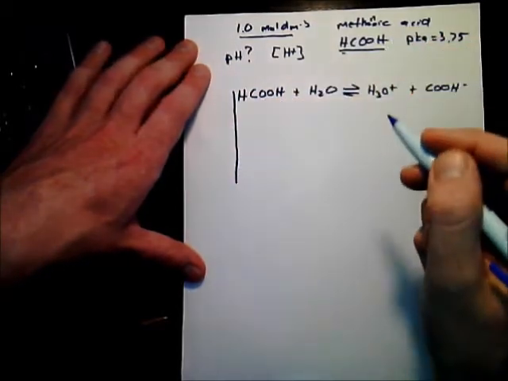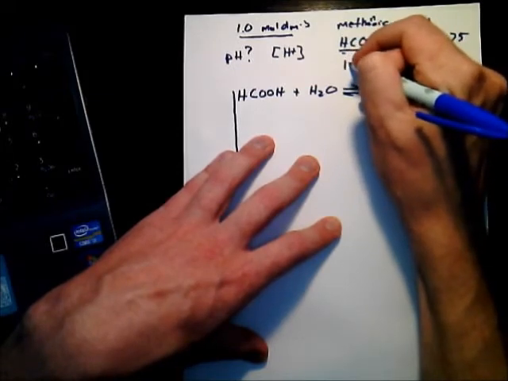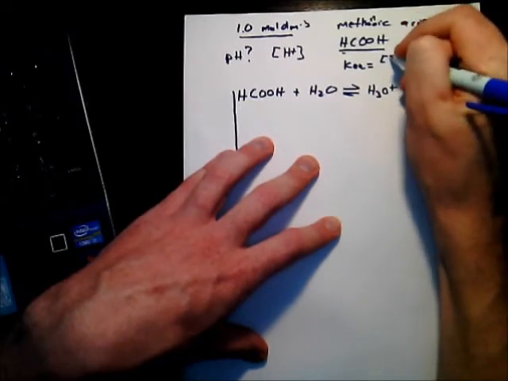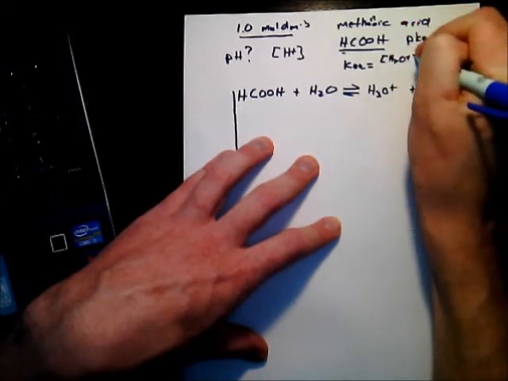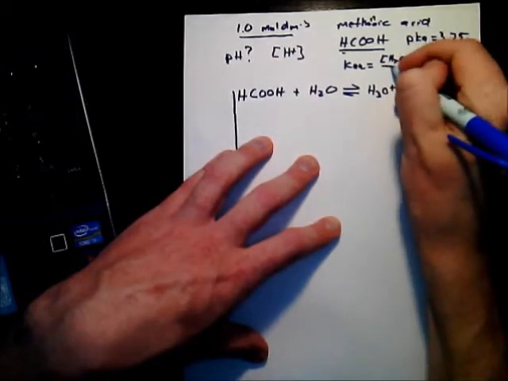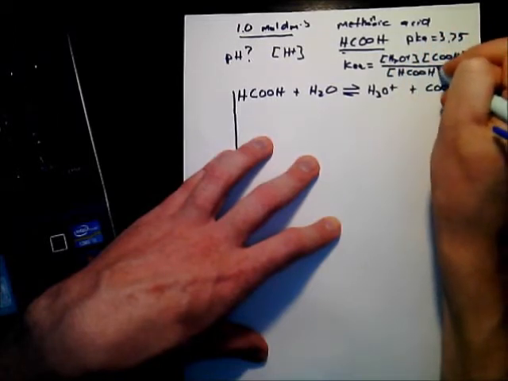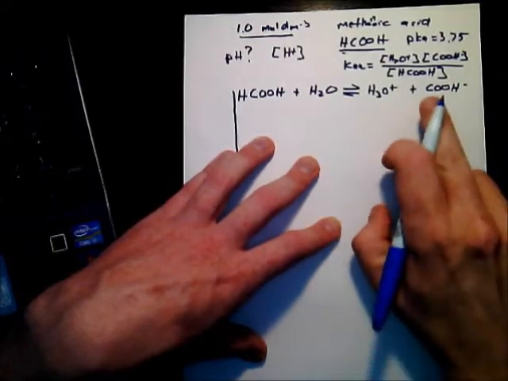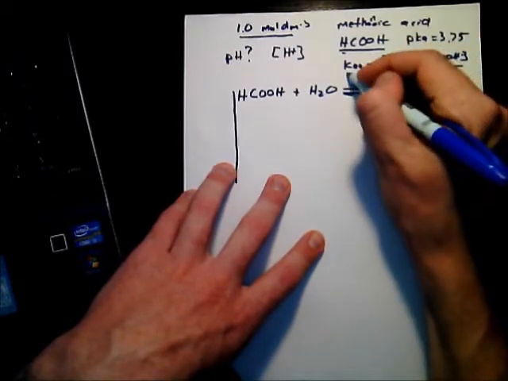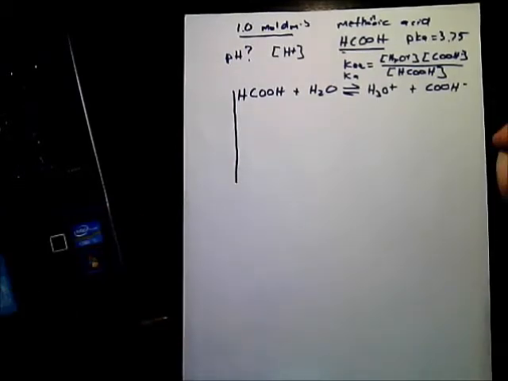So then we could set up a little ICE table. We're going to do that eventually, but if I write the equilibrium expression for this, we'll do that up here, gotta put products on top, so it's H3O+ and HCOO- up there, and then HCOOH, the methanoic acid, goes on the bottom. The water isn't going there because it's a pure liquid. And remember, instead of a Keq, we actually call this a Ka, just because it's a unique, special circumstance.